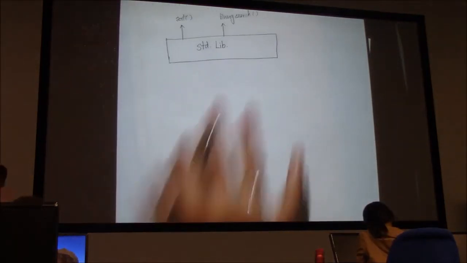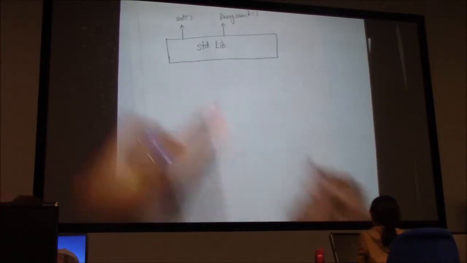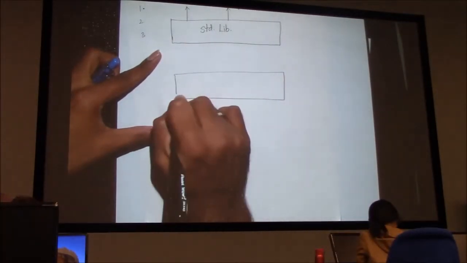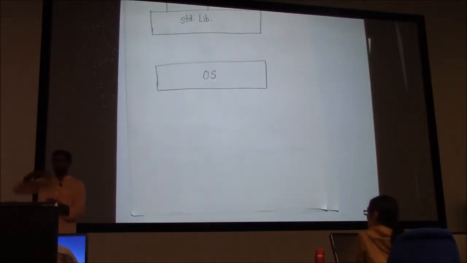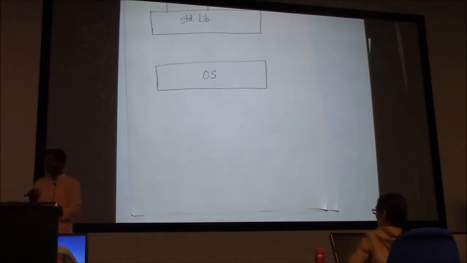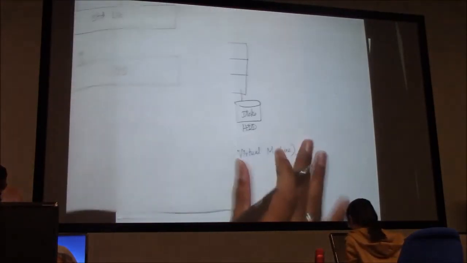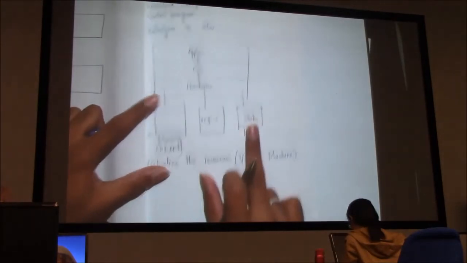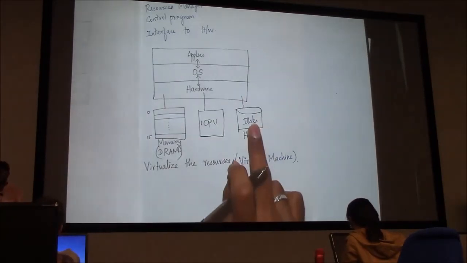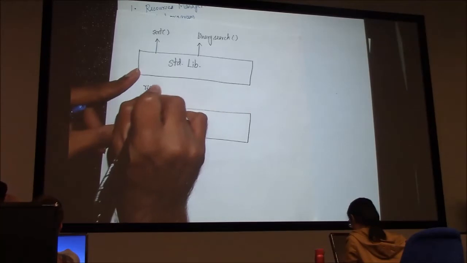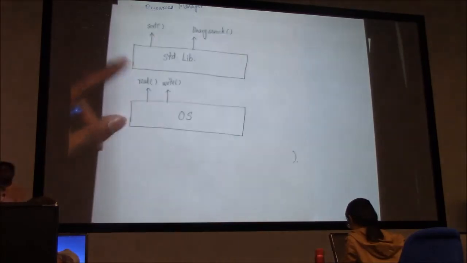In a similar way, the second view is that we can view an operating system as a standard library. We think of an operating system as a standard library that provides some functionalities to the applications that are running on top of it. For example, if an application wants to communicate with the hard disk, to read or write some data into the hard disk, we have APIs like read, we have APIs like write.